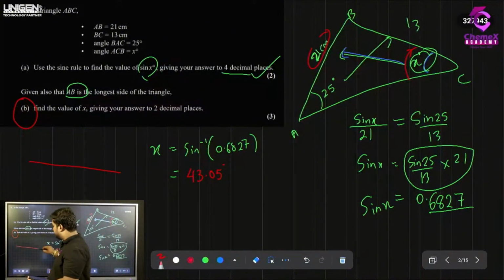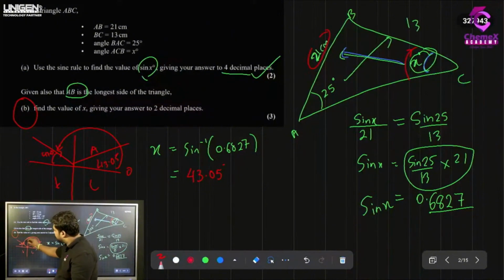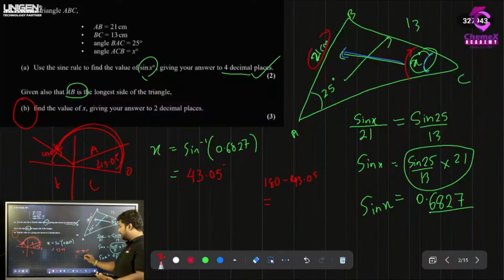Sine is positive in two regions. What are those two regions? If one angle is 43.05, you can have the same angle here also. It's positive. So if you go from here to here, 180 minus 43.05 is another answer for the same thing. What's that? 136.95.